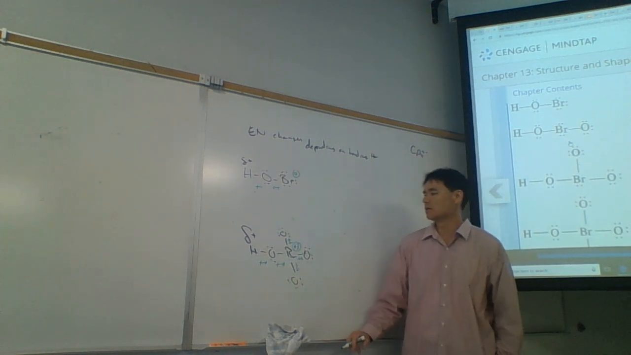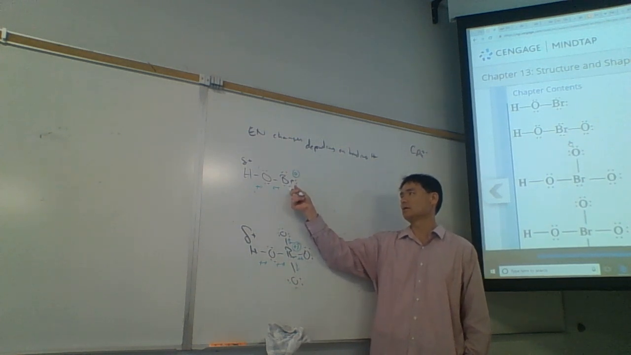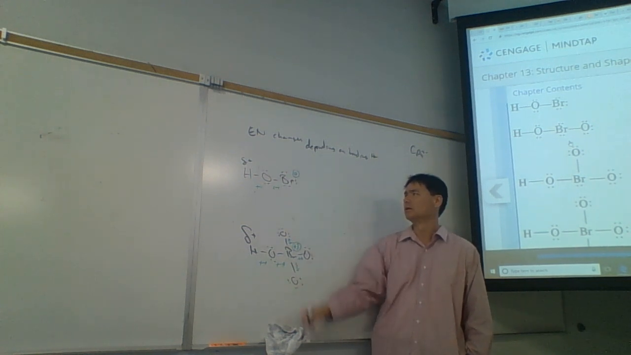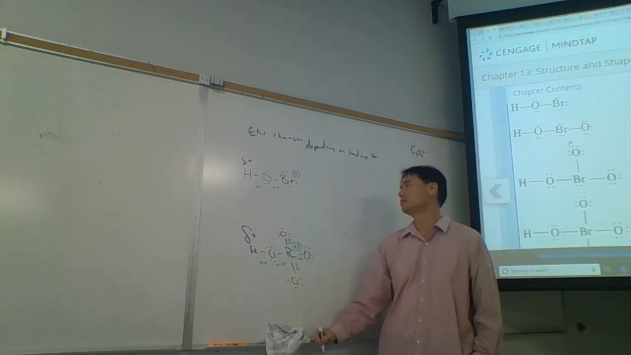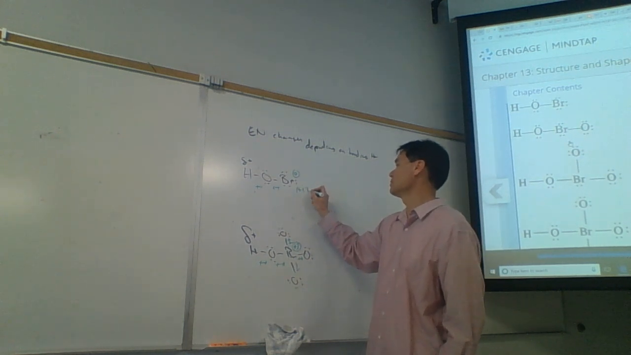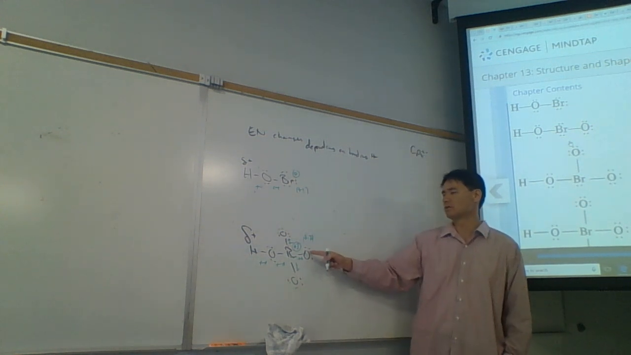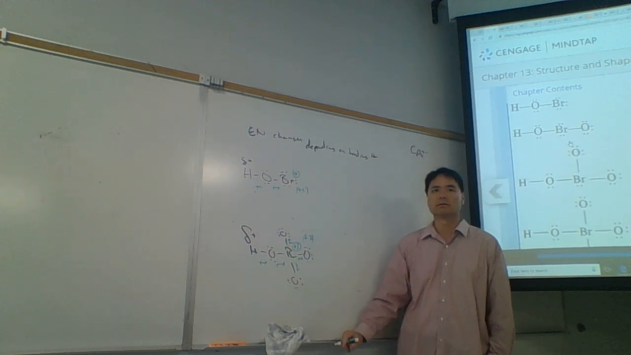The other thing is oxidation state. When we look at the oxidation state here, the oxidation state on bromine is +1. The oxidation state on bromine here is +7. And so there's going to be a huge difference in oxidation states as well. +1 here, +7 here. So this bromine is quite a bit different in terms of both formal charge and oxidation state. Do you see that?